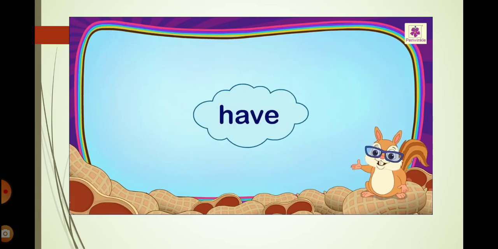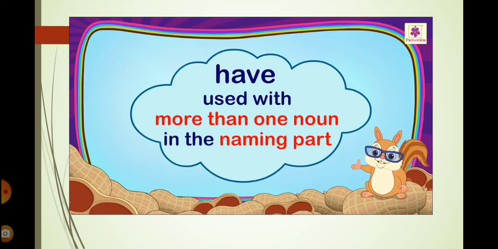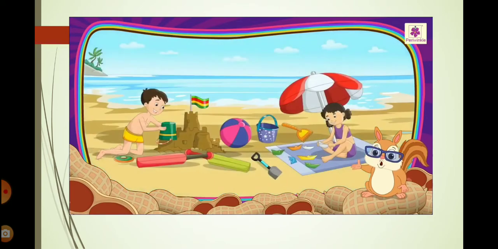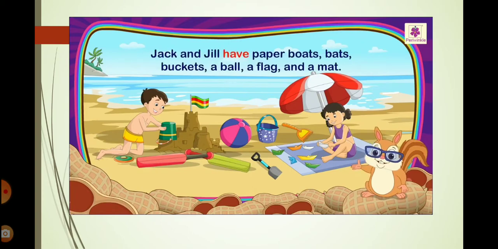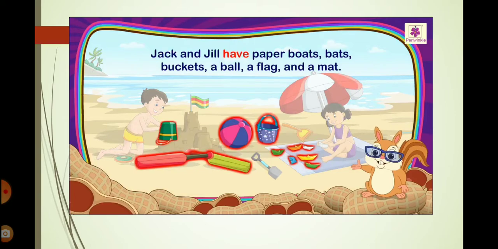The word have is used with more than one noun in the naming part of a sentence. Now look at this picture. Jack and Jill are playing on the beach. What do Jack and Jill have with them? Jack and Jill have paper boats, bats, buckets, ball, flag, and mat.